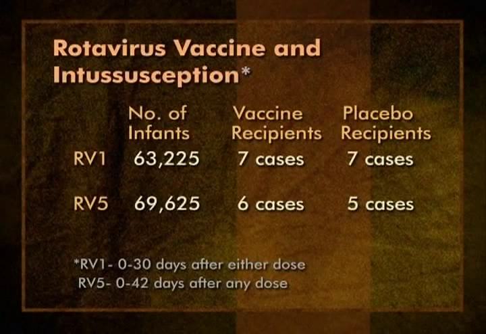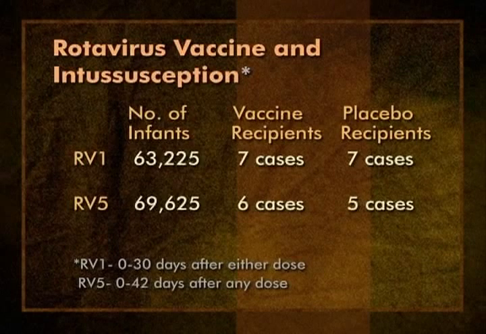This table shows the number of cases of IS diagnosed in both vaccine and placebo recipients during the clinical trials of both vaccines. The RV1 trial included more than 63,000 infants, of which half received vaccine and half received a placebo. In the 30 days following either vaccine dose, there were 7 cases of IS among the vaccine recipients and 7 cases diagnosed among the placebo recipients. The RV5 clinical trial included more than 69,000 infants, of which half received vaccine and half received a placebo. In the 42 days after vaccination, 6 cases of IS were diagnosed among the vaccinated infants and 5 cases were diagnosed among the placebo recipients.